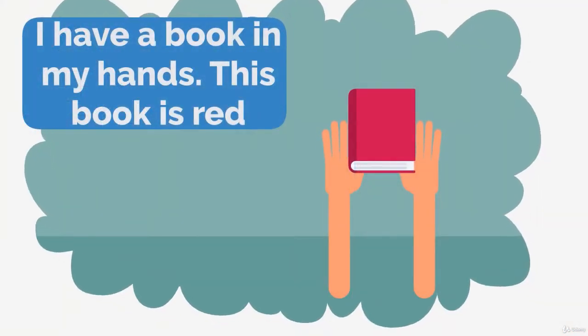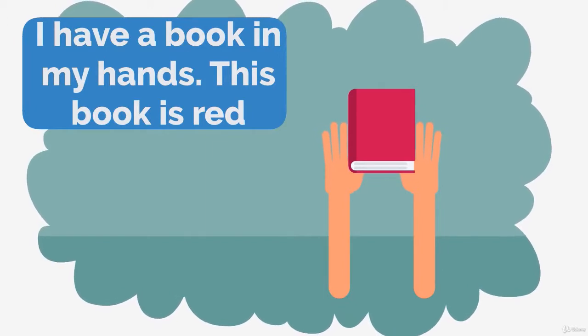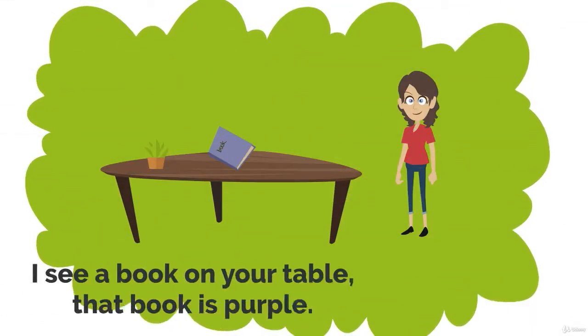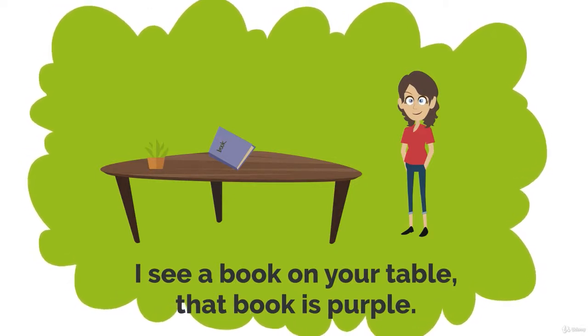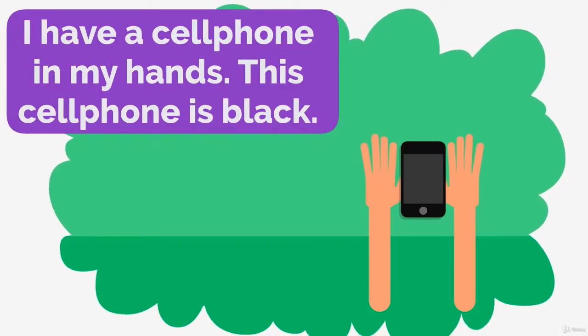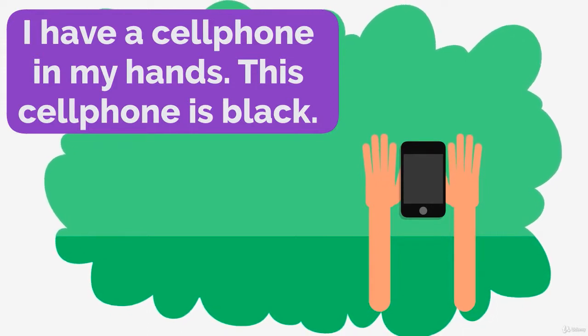I have a book in my hands. This book is red. I see a book on your table. That book is purple.